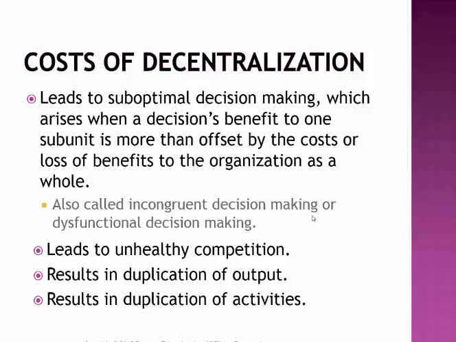In regards to the results and duplication of output, if subunits provide similar products or services, then their internal competition could lead to failure in external markets. Okay, so we're talking about where organizations are able to implement products at one subunit and copy them at another subunit. So they're, in essence, competing against each other. All right, so they're mimicking each other's successful products rather than competing with their external competition.